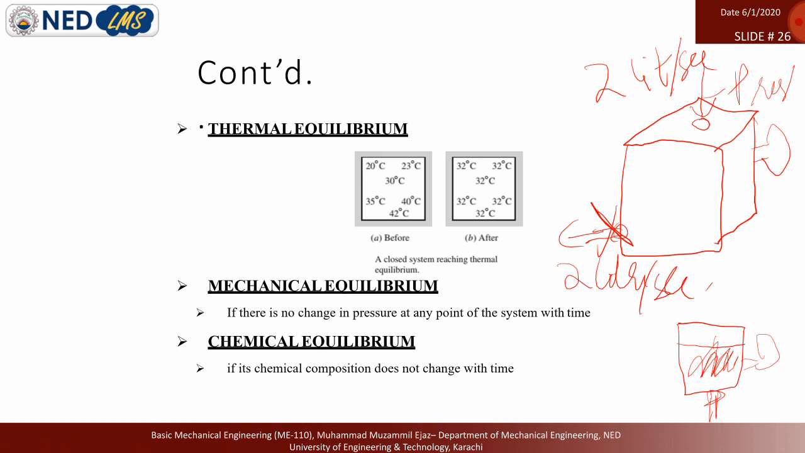Now comes the chemical equilibrium. If the chemical composition doesn't change with respect to time, then it is in chemical equilibrium. Similarly, if the solution has no chemical reaction, then it is in chemical equilibrium. But if it is undergoing a reaction, whether exothermic or endothermic, reacting with the molecules and producing or absorbing heat, then it is not in chemical equilibrium.